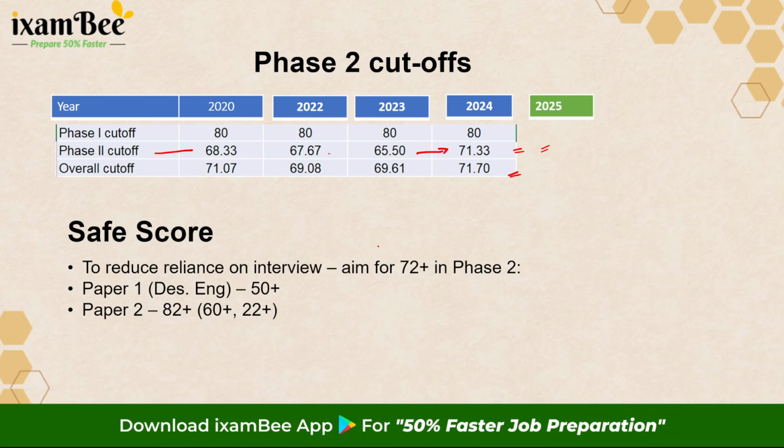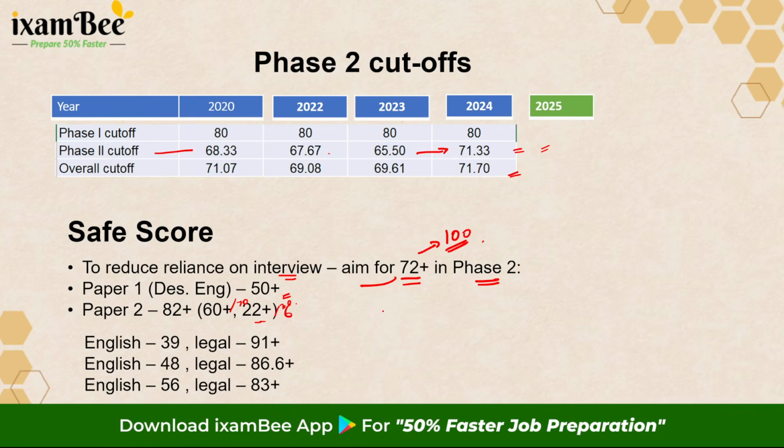For this, if we assume an average performance in the interview so that you are not too reliant on the interview itself, aim for 72 plus marks in your Phase 2. This 72 is of course out of 100 marks after including both your descriptive English and your Paper 2. If we break this down, approximately 50 plus marks is what you should be targeting in Paper 1 and around 82 plus marks in your Paper 2, out of which you can say 60 plus marks out of 70 in your objective paper and around 22 plus marks out of 30 in your descriptive legal paper.